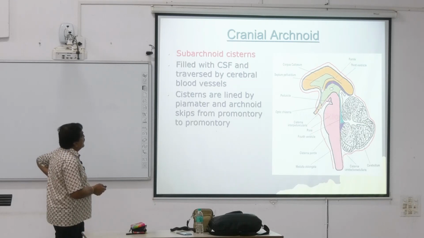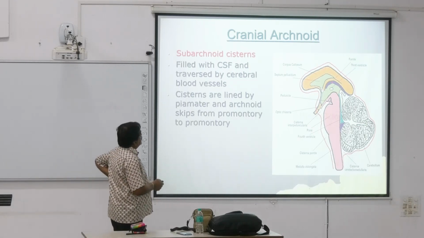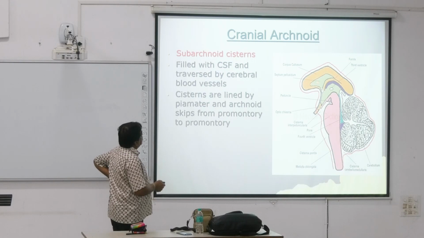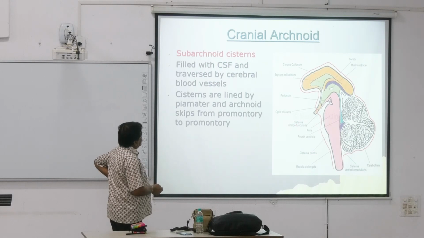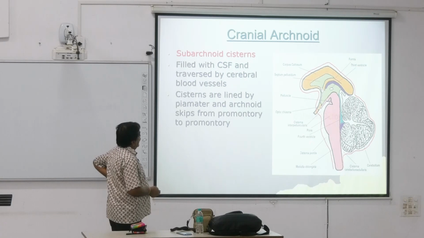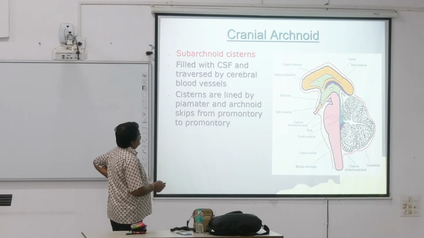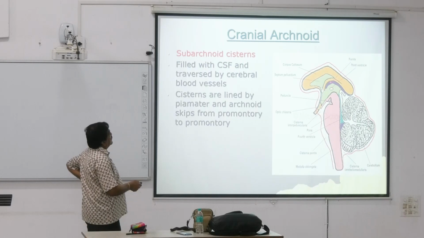Now, this is the corpus callosum, septum pellucidum. There will be the peduncle here, the optic chiasma, and the interpeduncular cistern, the pons. This is the fourth ventricle, and the cistern of the medulla, and the medulla oblongata. This is the medulla oblongata. This is the cerebellum. This is the third ventricle.